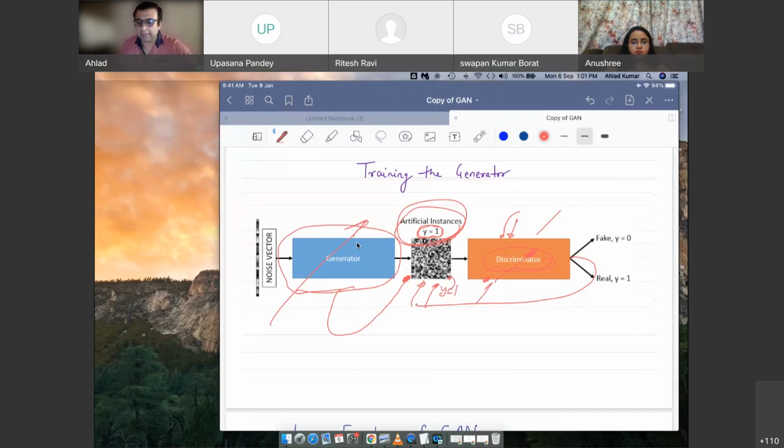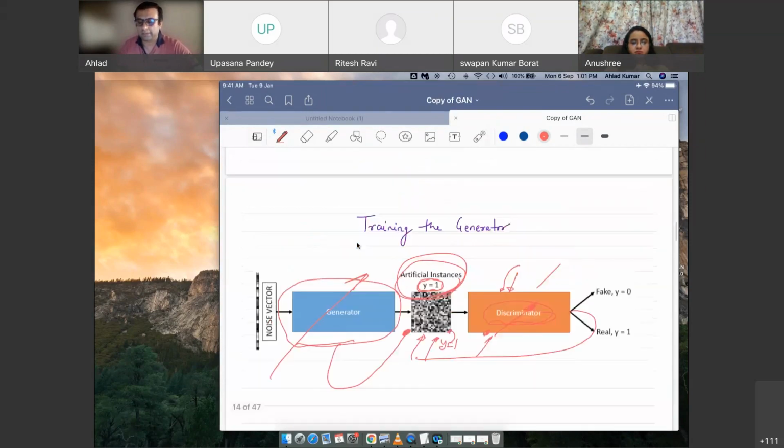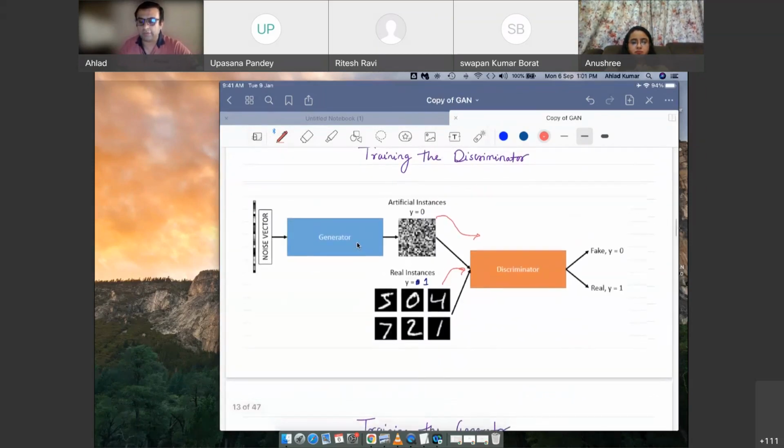So this is the training of the discriminator as well as the generator, which we do step by step. You first train the discriminator, then you train the generator, then you go back and train the discriminator again, keeping the generator constant, and then you train the generator keeping the discriminator constant. You keep repeating this exercise for each of the epochs till the generative adversarial network is trained.